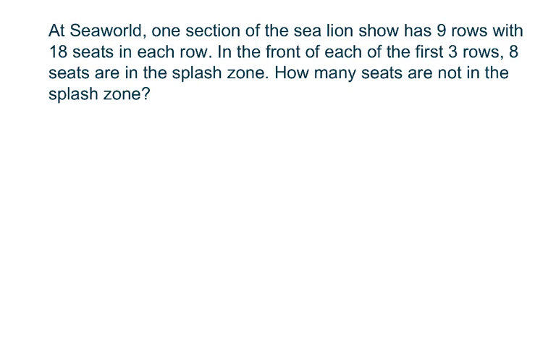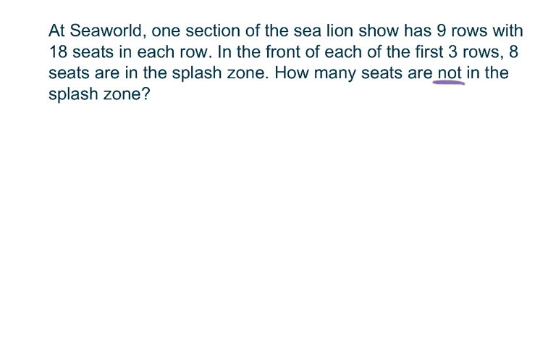It says, at SeaWorld, one section of the Sea Lion show has 9 rows with 18 seats in each row. In the front of each of the first 3 rows, 8 seats are in the splash zone. How many seats are not in the splash zone? So that's what we're looking for. I want you to make sure you have a sheet of paper out with you. What's important right here is we're looking for how many are not in the splash zone.